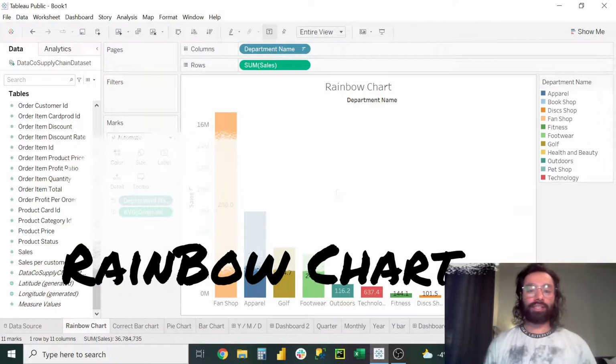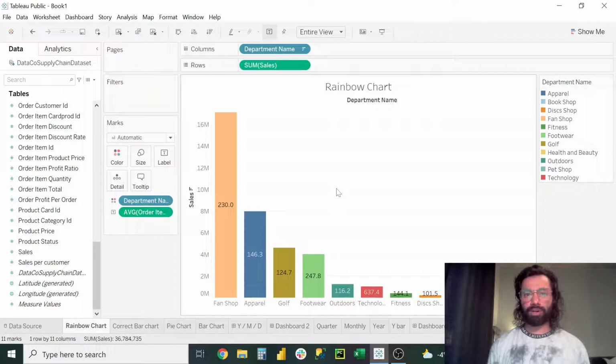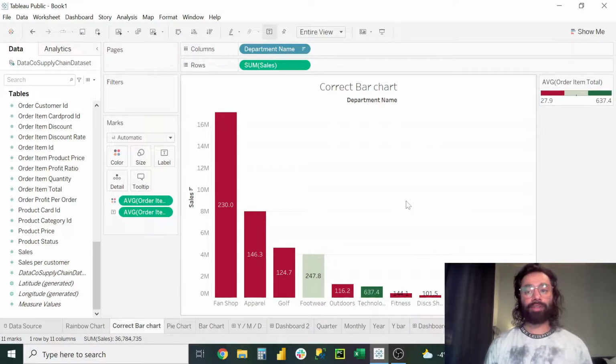A rainbow chart is a bar chart, or any type of chart, where we use many colors. It's not only confusing for the viewer, but also kind of messy. What I would suggest is to use not more than 7 colors, only when you are showing continents or days of the week. Instead of using a rainbow chart, you can go for a bar chart with diverging colors, something like this.